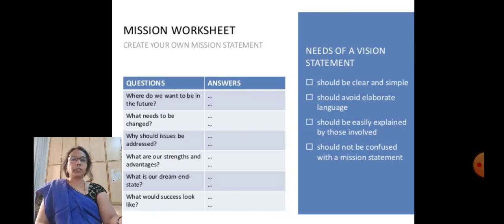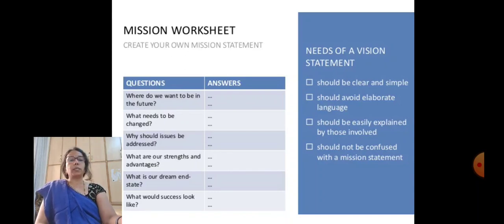So the mission worksheet, this is how it is. You have to answer certain questions to create your own mission statement. So, what are the needs of a vision statement? It should be clear and simple, should avoid elaborate language, should be easily explained by those involved, and should not be confused with a mission statement.